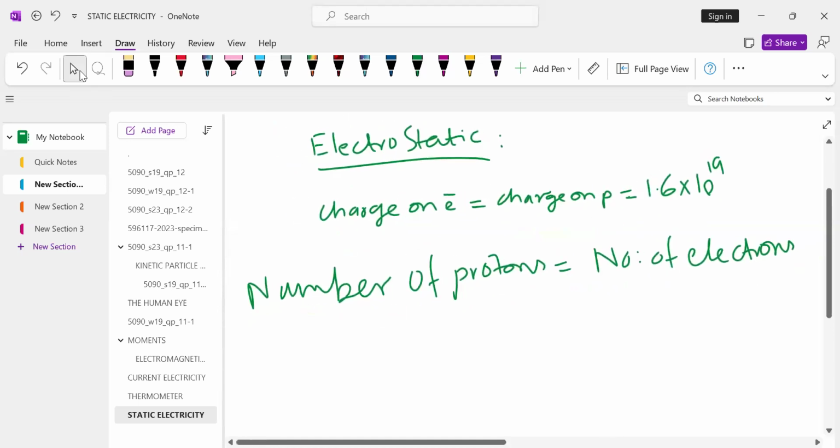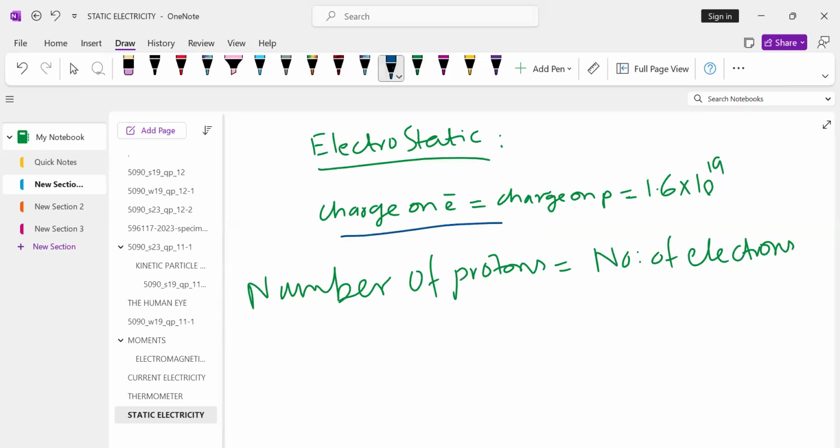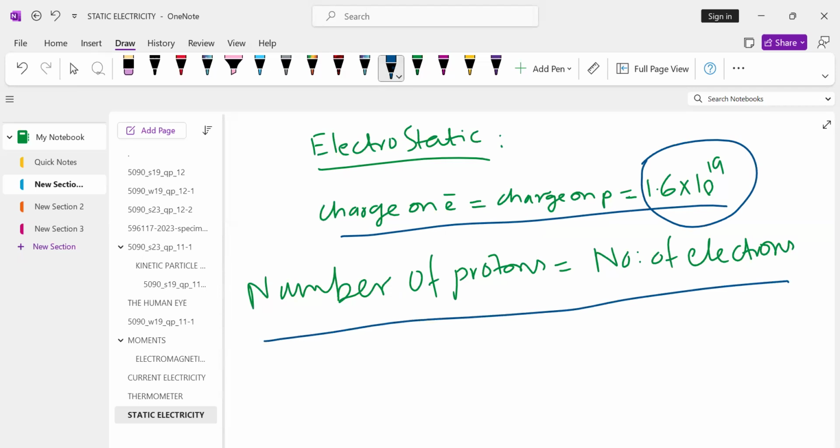What is electrostatic? Electrostatic is the charge on electron. Electrostatic states that the charge on electron and charge on proton equals 1.6 into 10 power 19. This is the charge on electron, and charge on electron and proton are equal. E is for electron and P is for proton. Number of protons and number of electrons are equal.